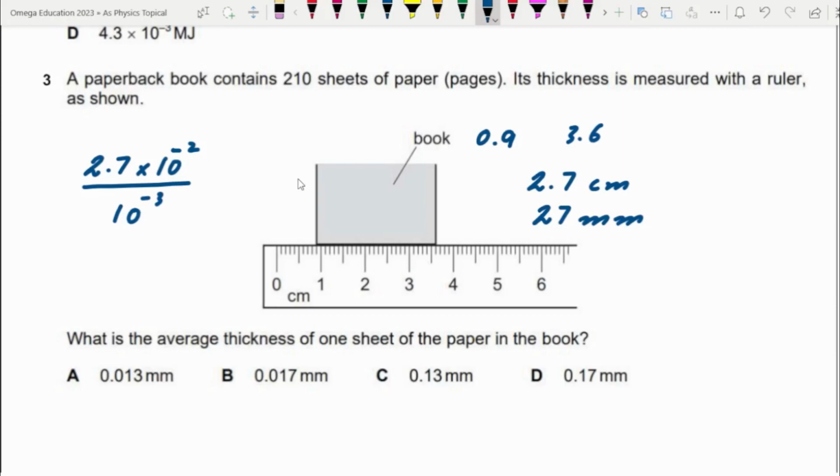But we are asked to find the thickness of one sheet of paper. So what do we do? 27 millimeters divided by 210. You hit it on the calculator. In 2SF, you'll be getting C as the right answer. So the closest option, 0.126 something. You round it off to 2SF, you'll be getting 0.13 millimeters.